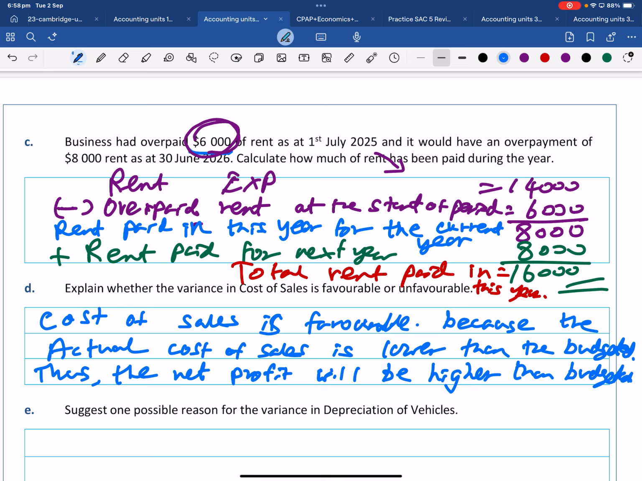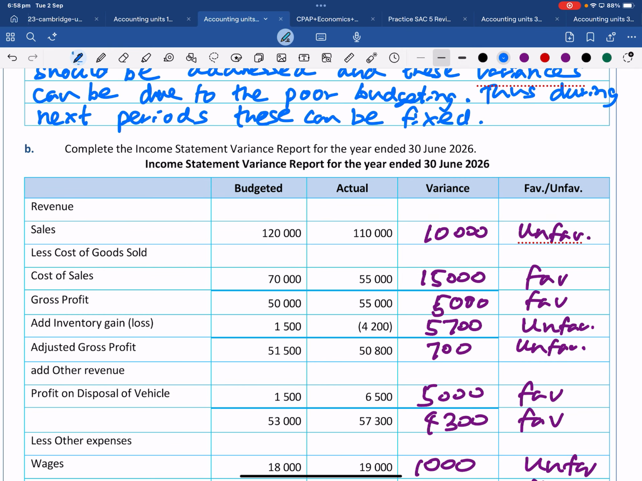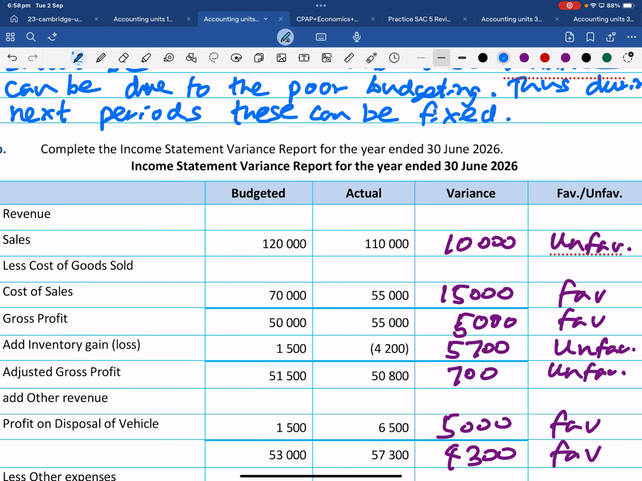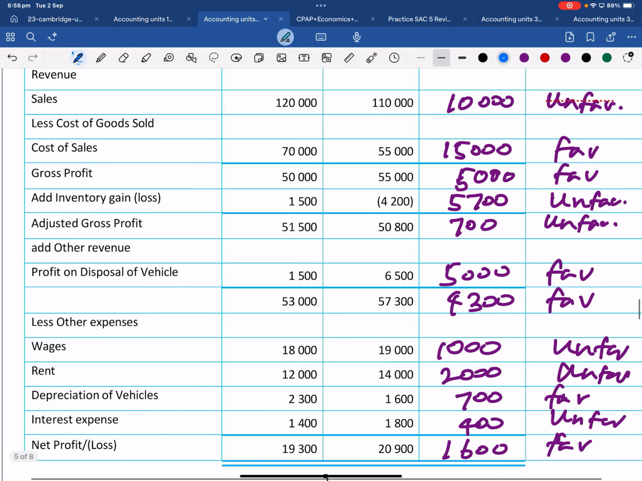What is your point? You said that because we have made lower sales, but just by looking at the cost of sales, we can't figure it out. How would we figure it out then? I have to look at the sales as well. Our sales has dropped. That means the overall impact on the profit can be lower, but that's not because cost of sales was lower or higher. That's because sales has dropped. Okay, all right.